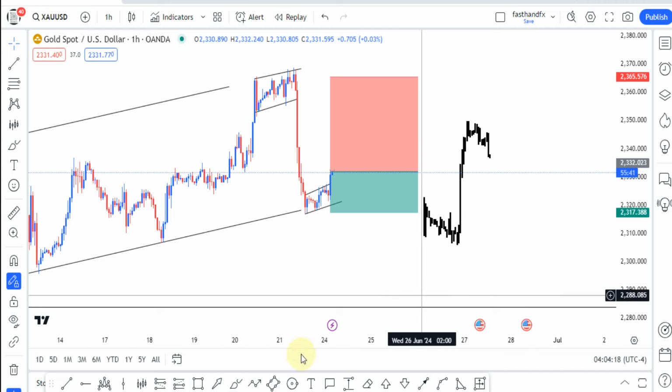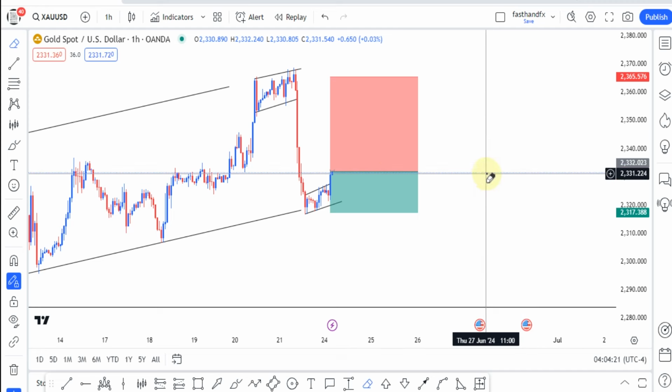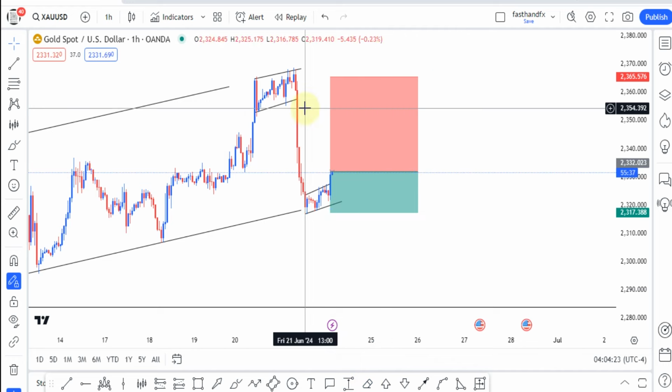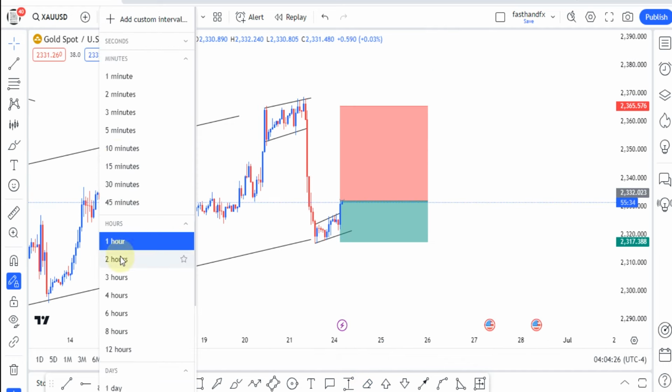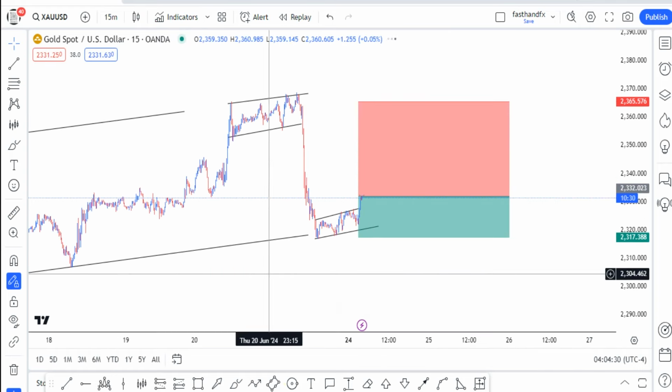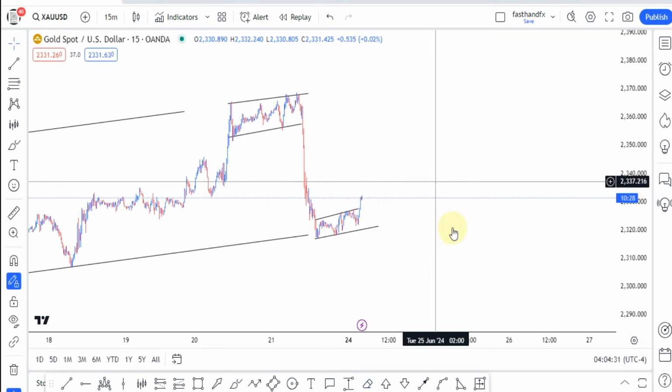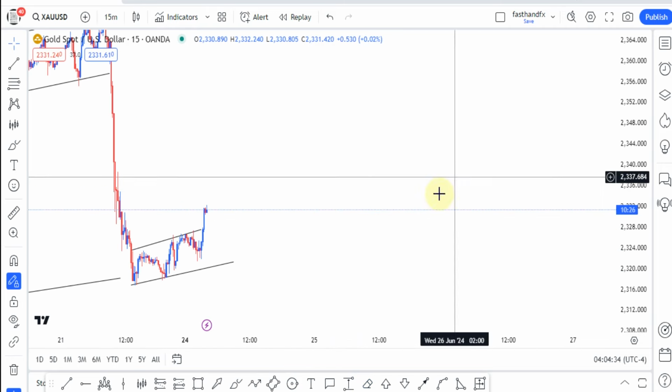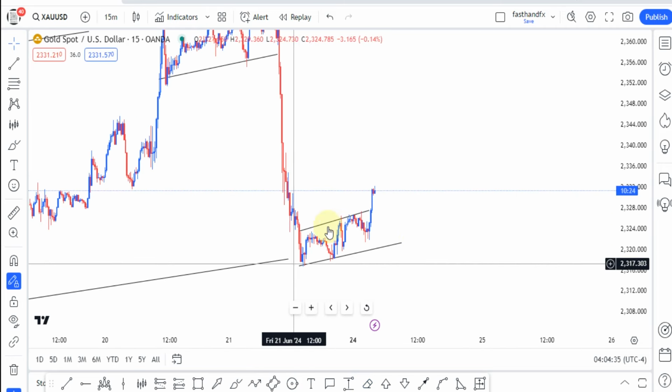Okay, so now let's understand gold more. Already we see she's moving all the way up, so let me take it back to the 15 minutes and understand what she is capable of.